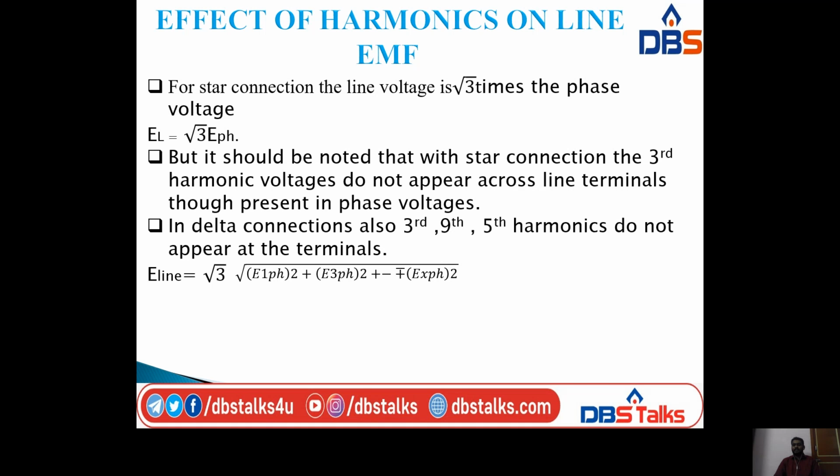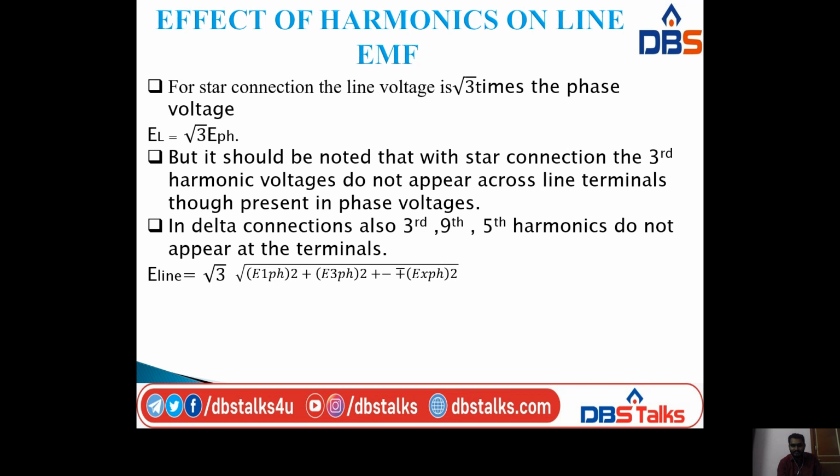Okay, but it should be noted that with star connection, the third harmonic voltages do not appear across the line terminals though present in phase voltages. Actually in delta connection also, the third and ninth harmonics do not appear at the terminals. Okay, that means E line is equal to root 3 into root of E1 phase whole square plus E3 phase whole square plus and so on plus Ex phase whole square. This is the line EMF.